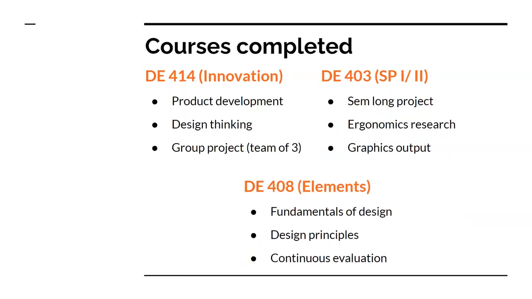So moving on to the next part, which is courses that I completed. These are actually 4 courses that I've completed. D414 in my 3rd semester, D403, which is Studio Project 1, in my 4th semester. Sorry, D414 was in 3rd semester, and this one is in 4th semester. Studio Project 2 in my 5th semester, and Elements of Design D408 in my current semester.